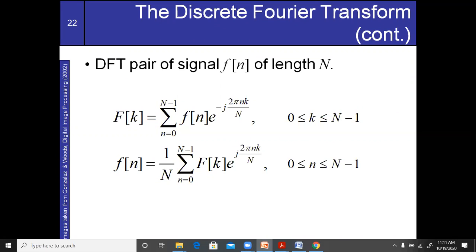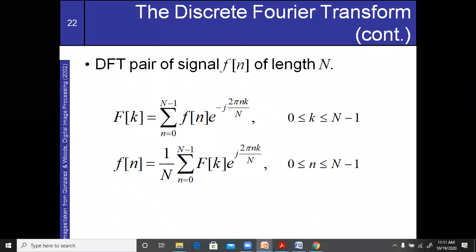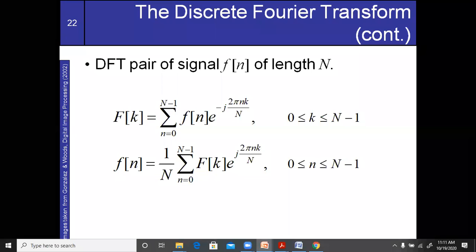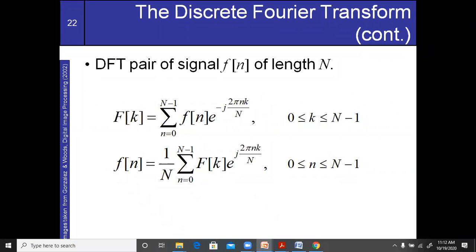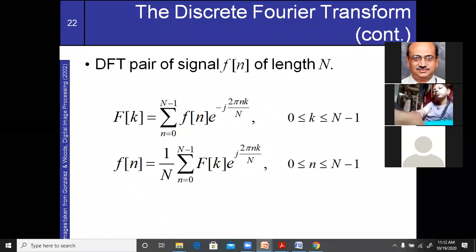And further, we will go on to the two-dimensional Fourier transforms and how they are related to the one-dimensional DFT. And then, if time permits, we'll go to the Moire patterns. But otherwise, we'll take that up in the next class. Okay, so the discrete Fourier transform.